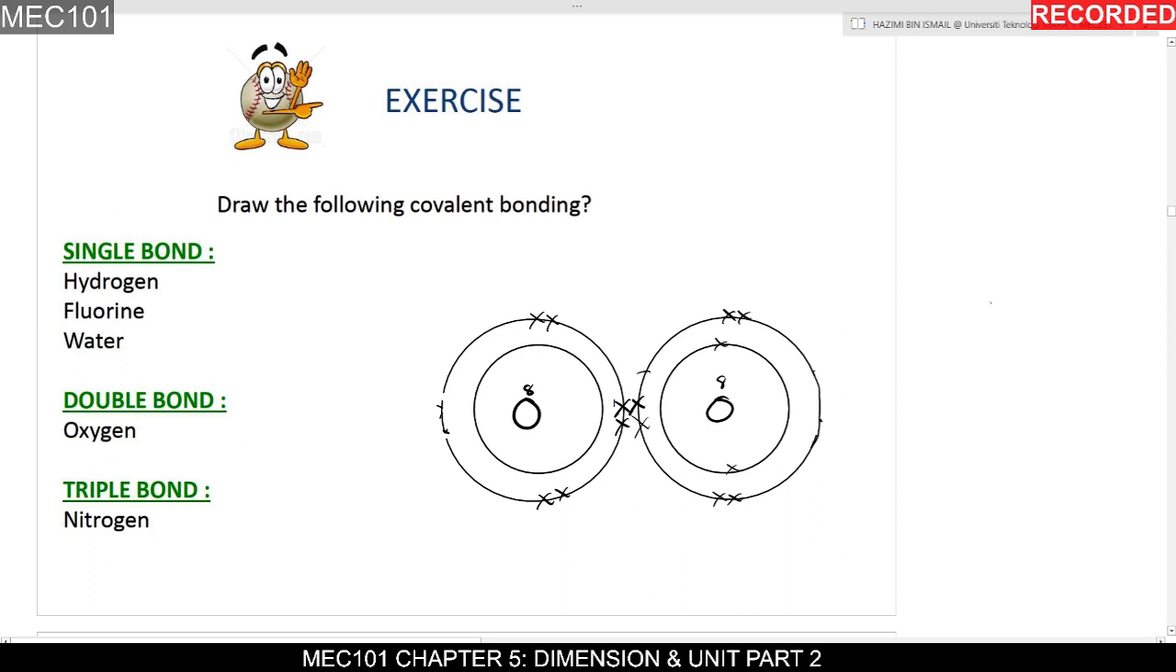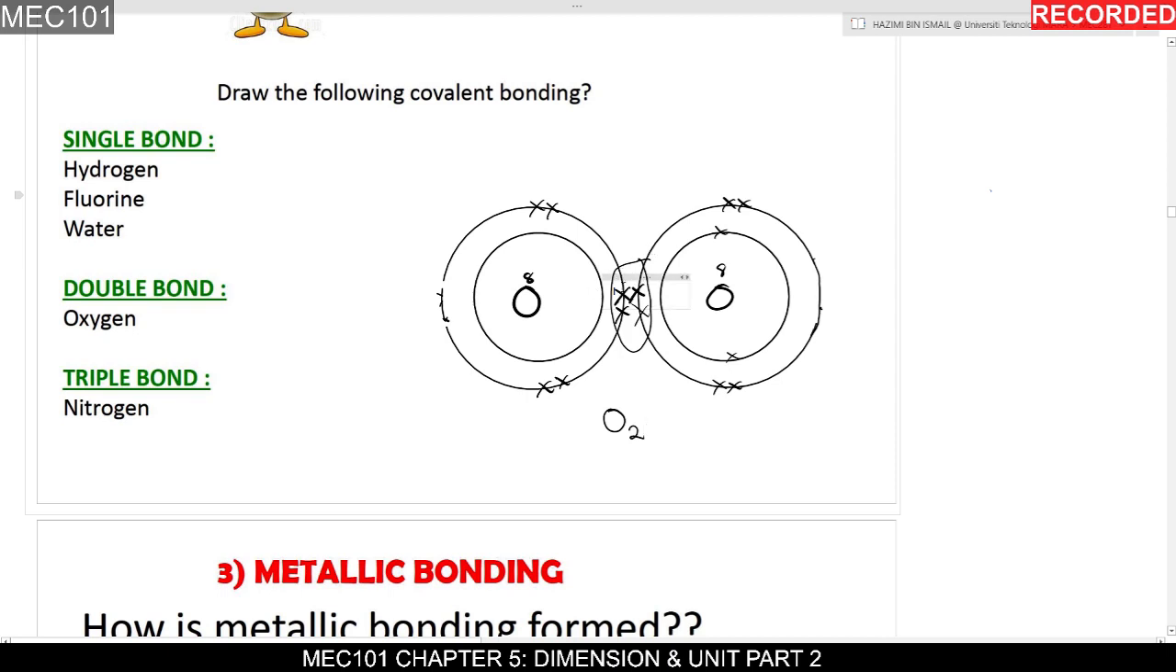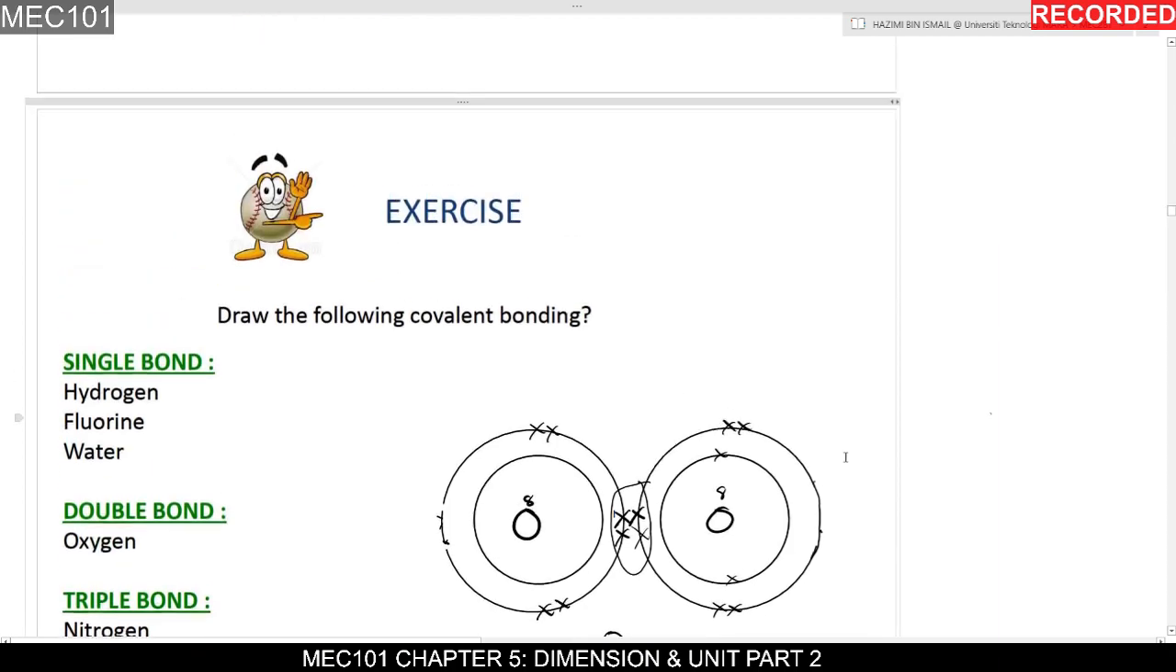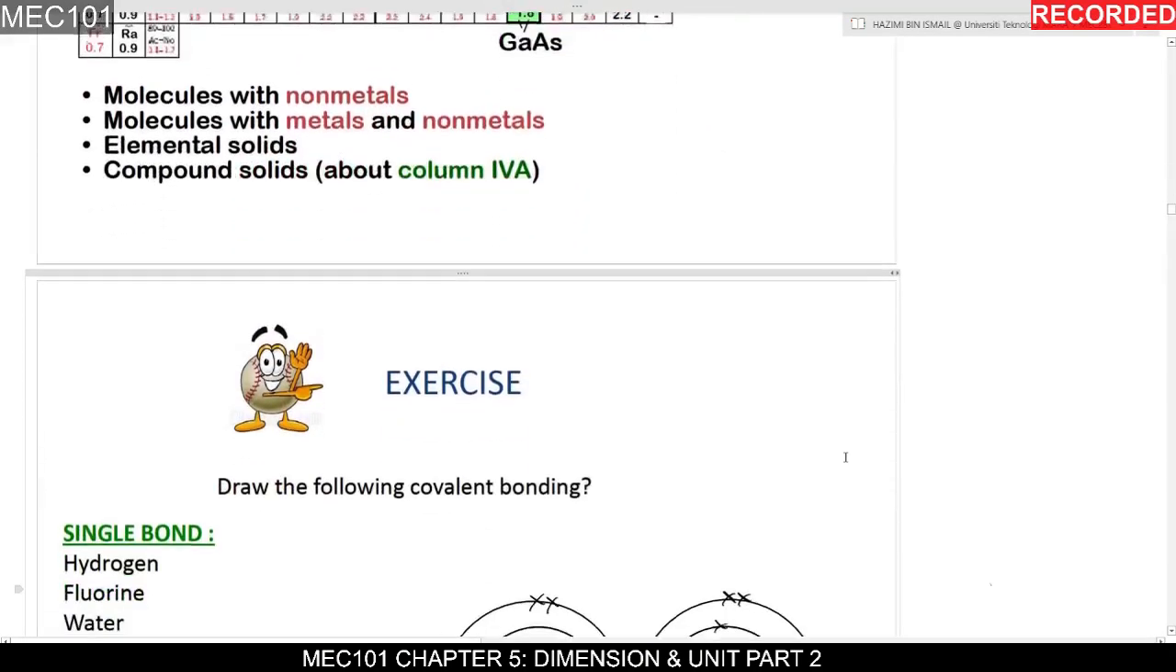So this is what we call the covalent bonding, double bond. So we total up, you have 8 electrons at the most outer shell for both oxygen. So that's why it can be found in the form of O2, the gas of oxygen. Similarly to the nitrogen, you will get the 3 here and 3 here. So that's why we call it the triple bond. This one pair is one single bond, and this one is the double bond. Okay, so that's it for the covalent bonding.